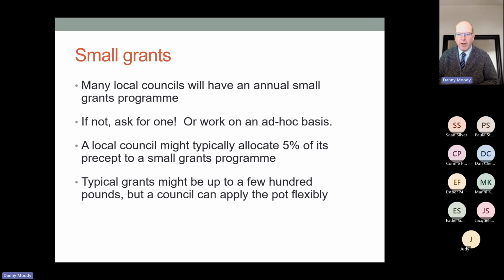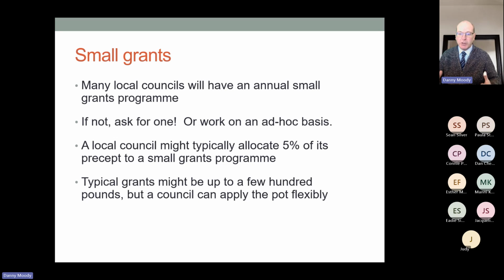There isn't a hard and fast amount that parish and town councils would typically allocate to a scheme, but around about 5% would be common. So, a parish council with a precept of £10,000, let's say, might be allocating £500 of that to a small grant scheme. And clearly, the bigger the council, the higher the precept, therefore, the higher the small grants programme would be. So it's a relatively small element of the parish council's overall expenditure each year.